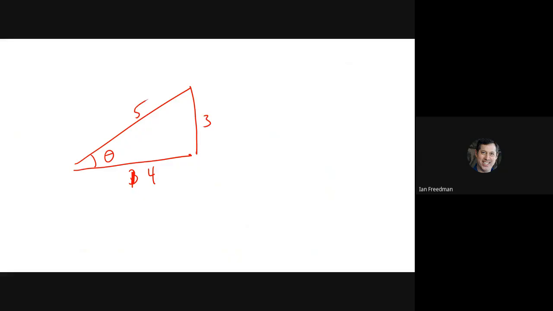So you could say, the tangent of theta, tangent is opposite over adjacent. Opposite to your angle is 3 over 4. Sine of theta is going to be opposite over hypotenuse. It's going to be 3 over 5. And we know that cosine is adjacent over hypotenuse, so that's going to be 4 over 5.